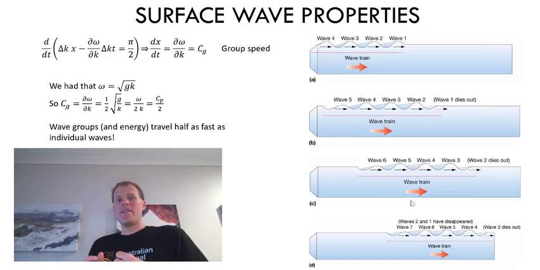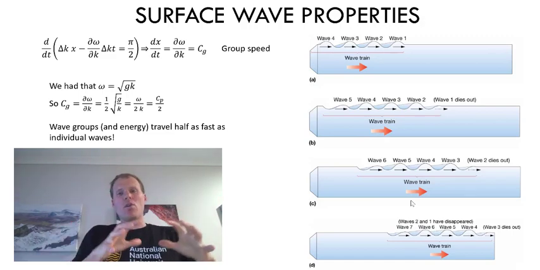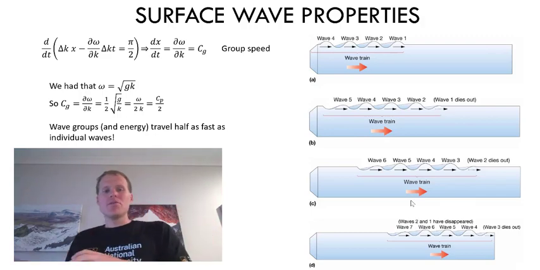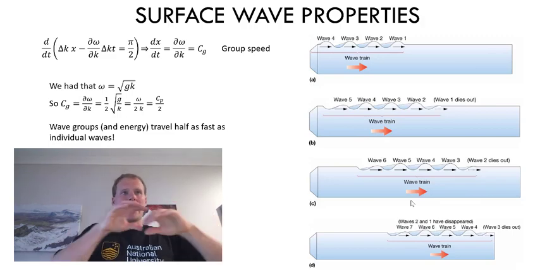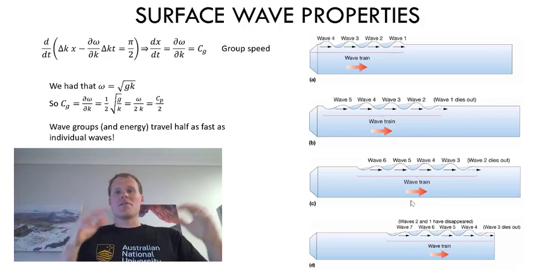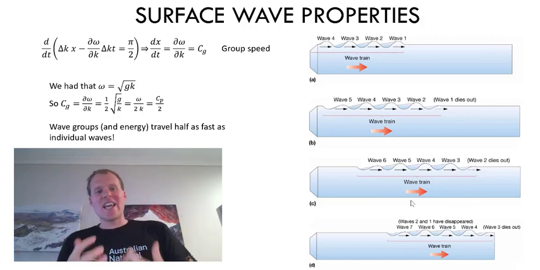Important to keep in mind that the group speed is the speed at which the whole wave group travels, so it also tells you about how fast the energy in those waves travels, because it's the whole collection of perturbations to the sea surface together that are traveling at this speed, which means that's the speed at which the energy is moving.